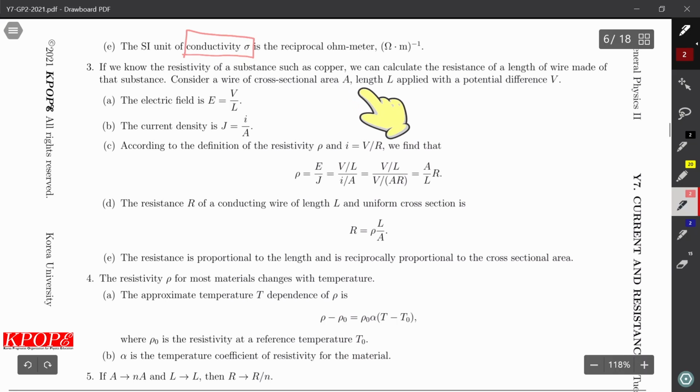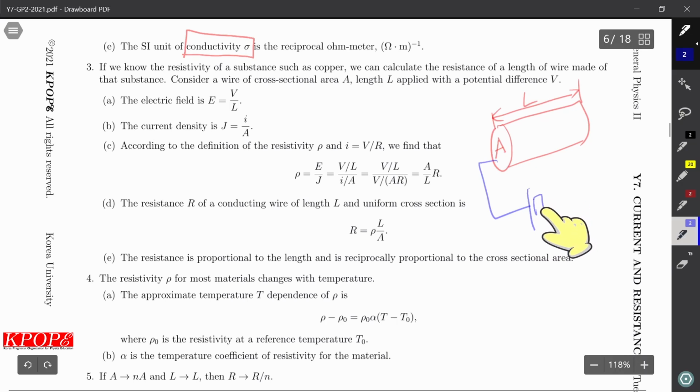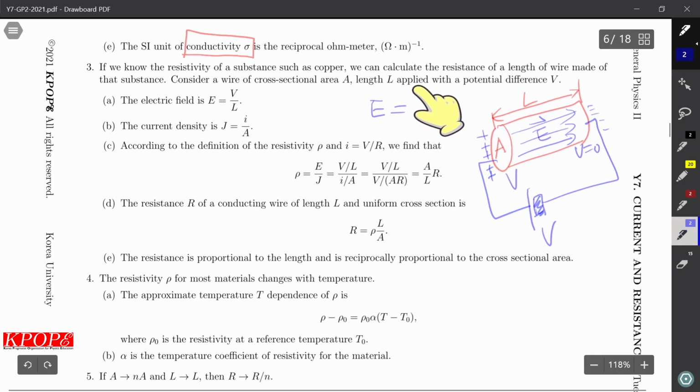Consider a wire of cross-sectional area A and length L, applied with the potential difference V. There is a uniform electric field, with minus and plus at the two ends. So the electric field is the potential difference divided by the distance, right? Current density is the current divided by the cross-sectional area A.